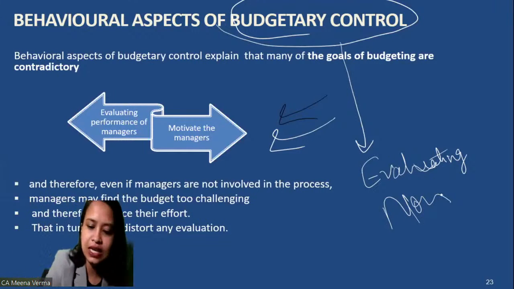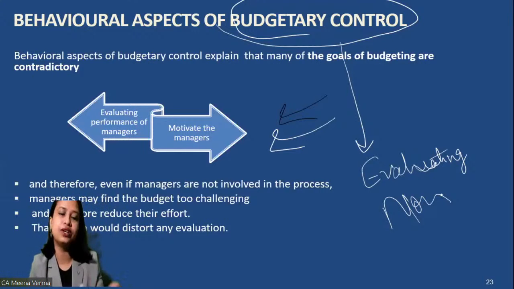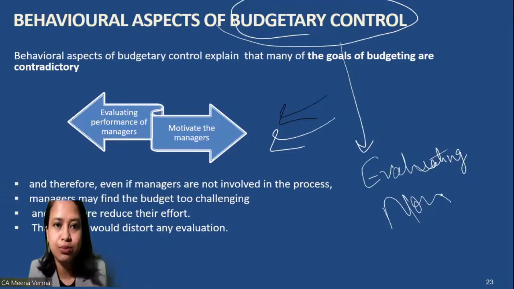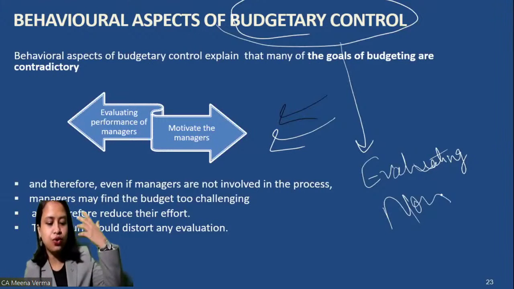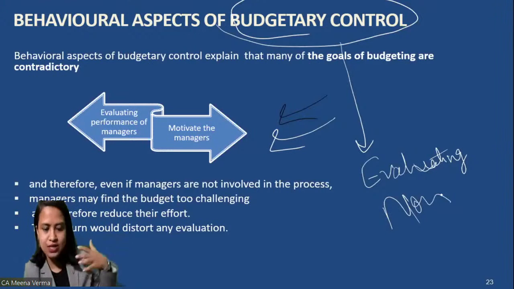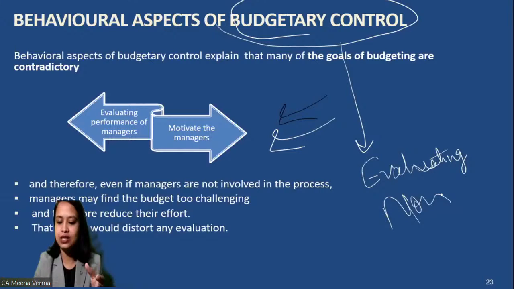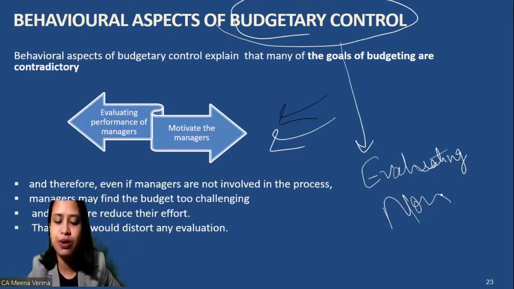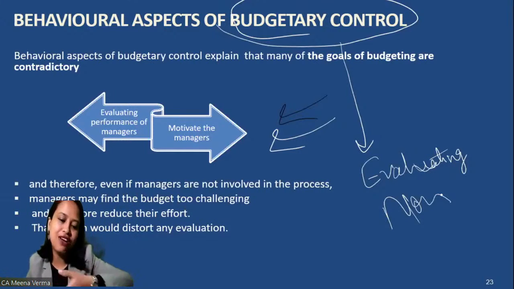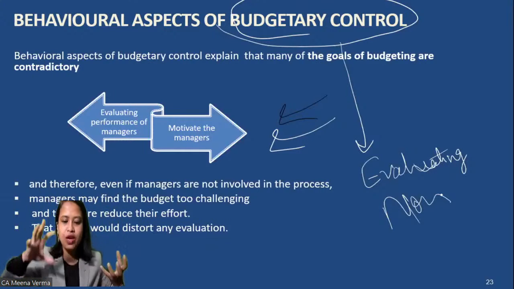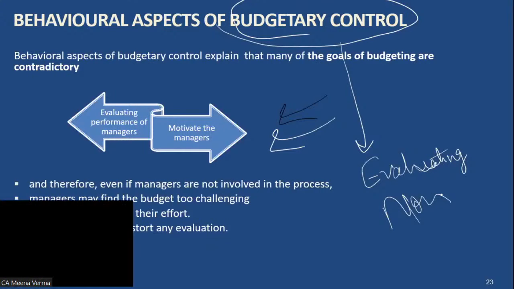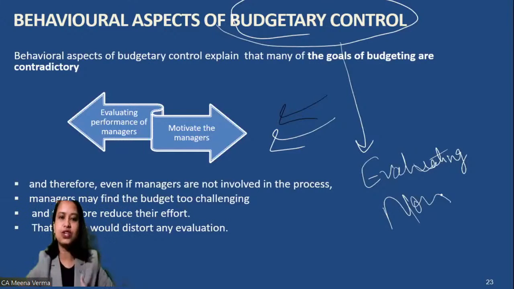See, if you want to motivate someone, it is not good to evaluate that person. Okay? If, for example, I want to motivate someone, then I don't need to evaluate. But you can see here, after implementation of budgetary control, on one side you are evaluating the performance of the manager, and on the other side you are motivating the manager. So these are the points which are contradictory to each other. Okay?